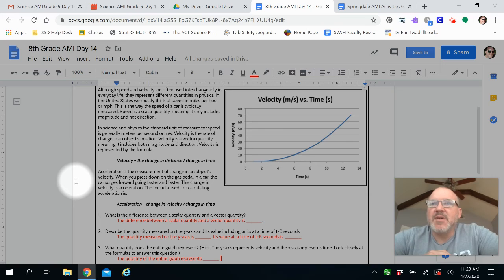Acceleration is the measurement of change in an object's velocity. When you press down on the gas pedal in a car, the car surges forward, going faster and faster. This change in velocity is acceleration. The formula used for calculating acceleration is, here's the formula. Acceleration equals change in velocity divided by change in time.